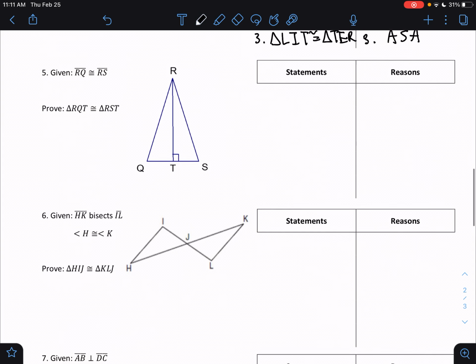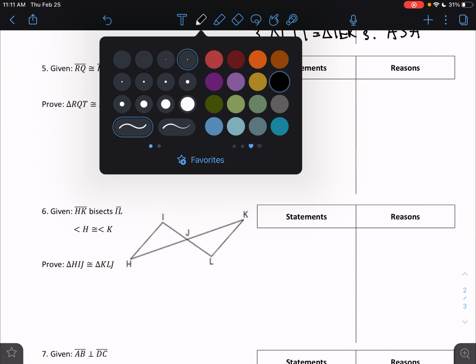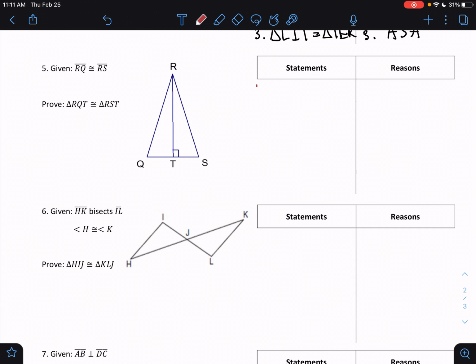So that is the first one. Let's go on to number 2. So again, I'm going to start with what is given. So number 1, RQ is congruent to RS because it is given.